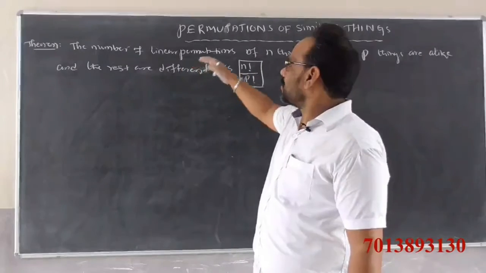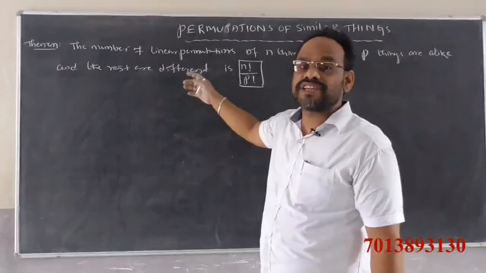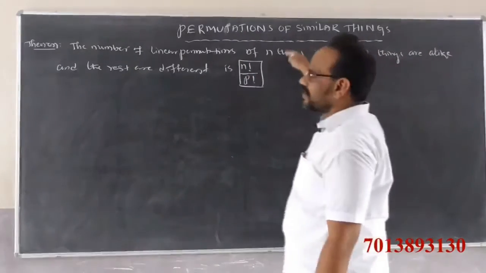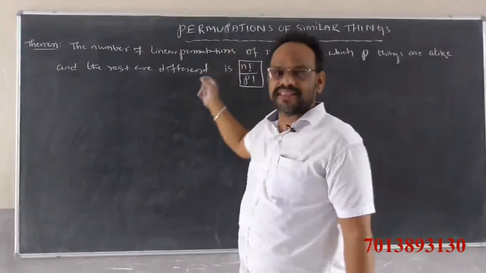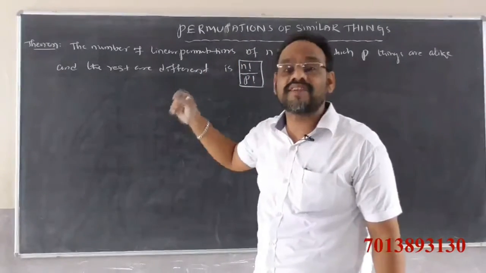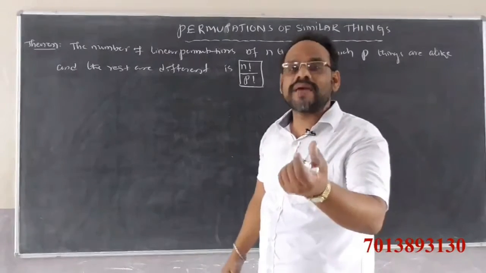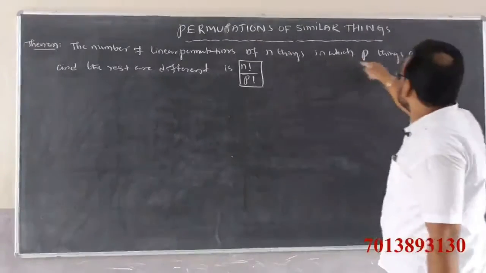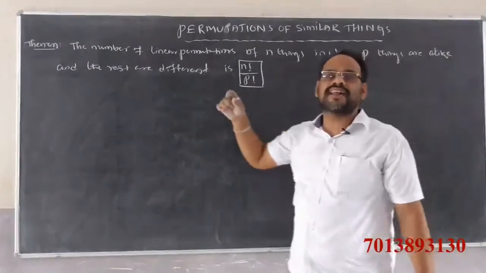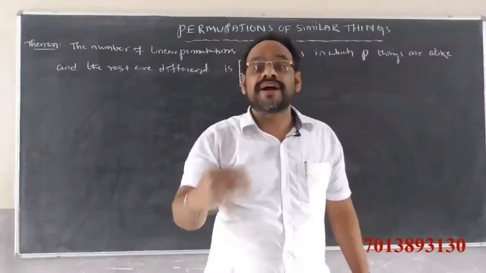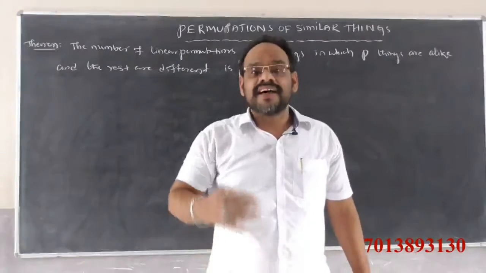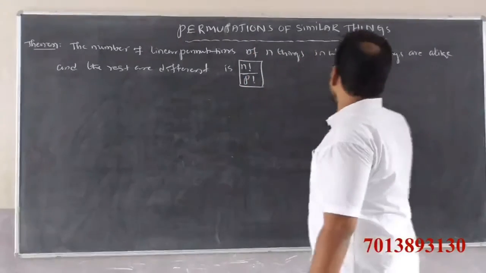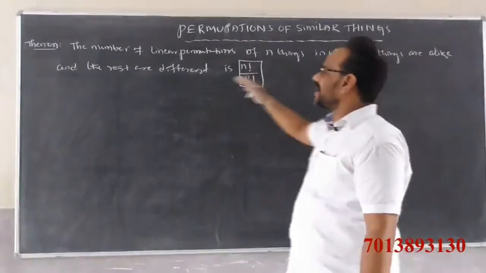Observe this theorem. The number of linear permutations of n different things, or n things. Here p are the same kind of things. P things are repeated. That means n things in which p things are alike, the same kind of things, repeated. Mississippi, 4 S are repeated, 4 I's are repeated. Here also p things are repeated, and the rest are different.